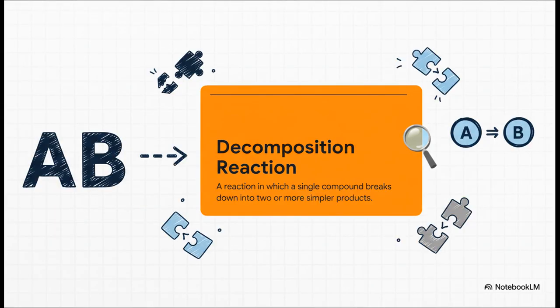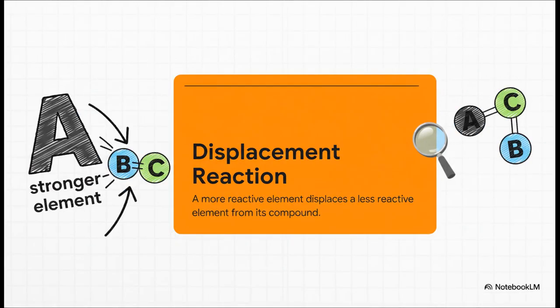And then you have the exact opposite. The decomposition reaction. This is the breakup story. A single complex thing, AB, breaks down into two or more simpler parts. The story of AB is over, and now you just have the separate stories of A and B. Then things get a little dramatic with the displacement reaction. This is the story where a more reactive, kind of stronger element, A, comes along and just bumps the less reactive element, B, right out of its partnership with C. So A and C get together, and poor B is left all on its own.